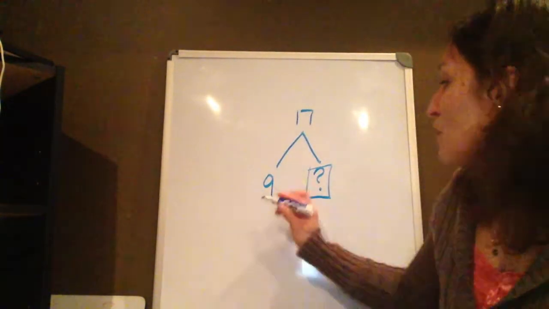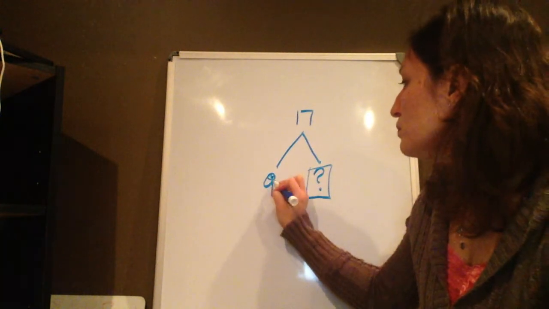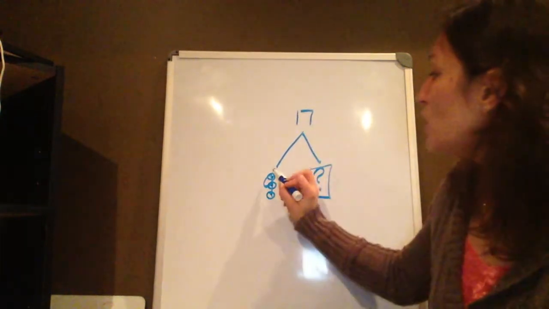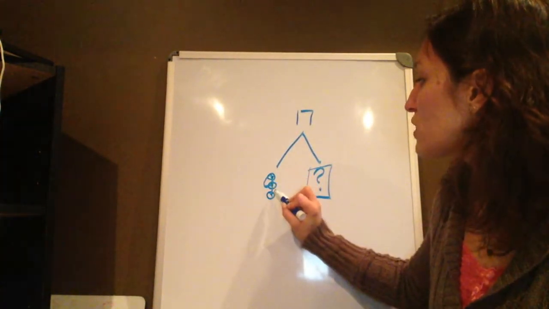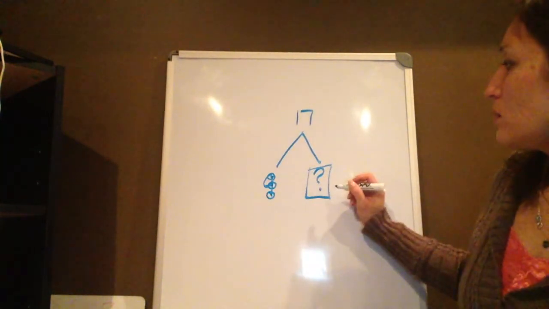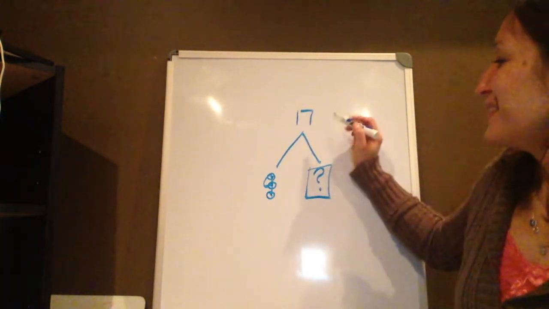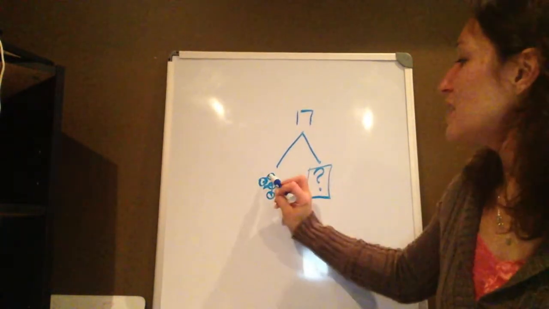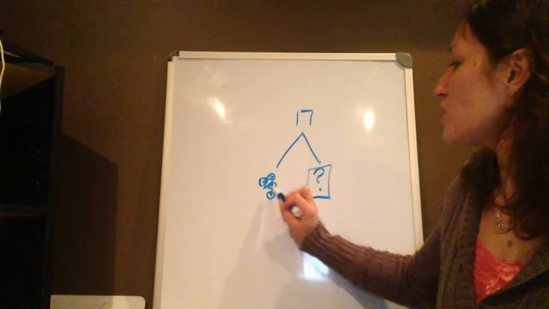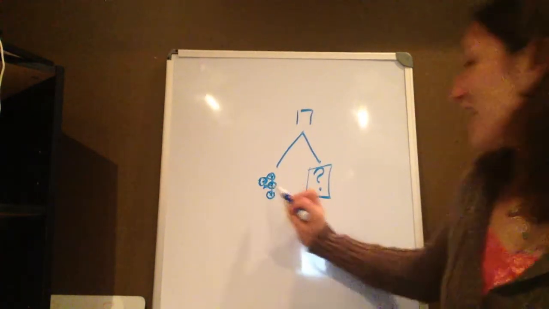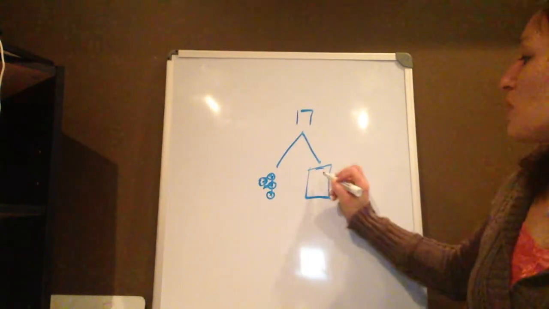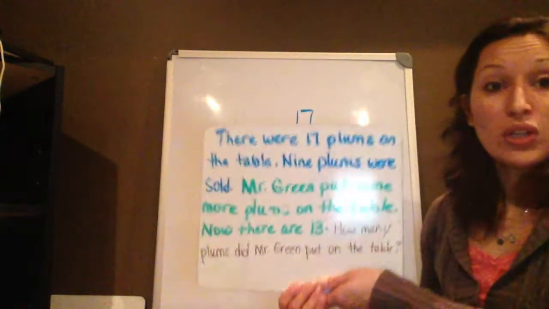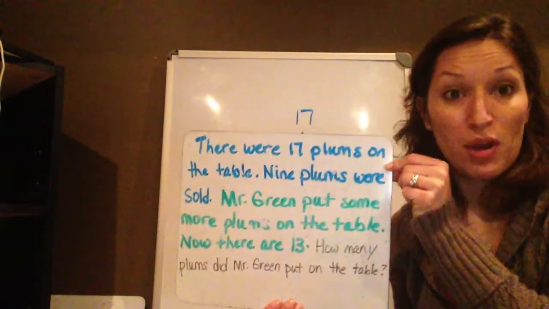To do this, I'm going to use Touch Math. 17, 16, 15, 14, 13, 12, 11. That does not sound right. I didn't put enough touch points on there. There we go. 17, 16, 15, 14, 13, 12, 11, 10, 9, 8. There we go. That solves that: 8 is our unknown part. But remember, that is only the blue first step of our problem.